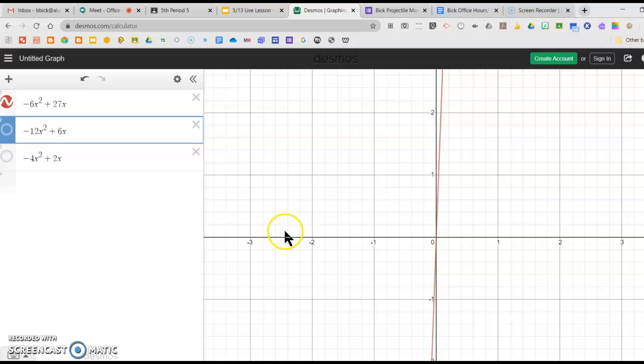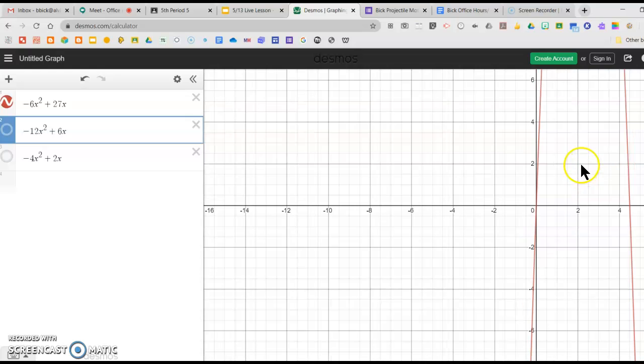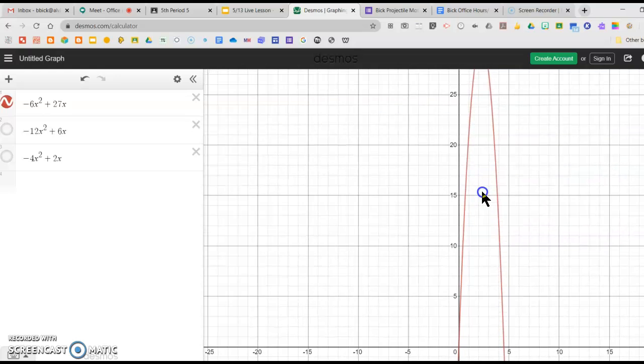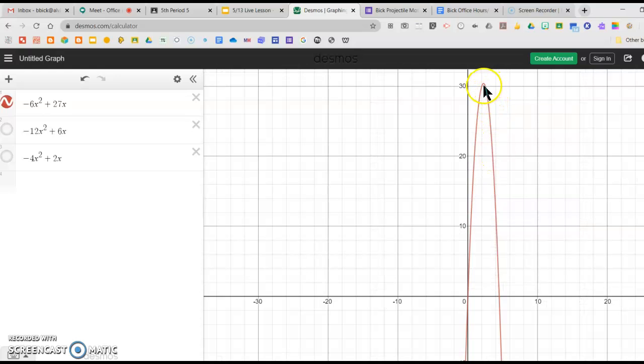I'm going to come over here because I already have that graph ready. Notice how I can't see my vertex, so I'm going to zoom out. You can even click and drag on the computer screen to get everything into one picture. I'm going to click on my vertex and it's going to lock it, then click on my zeros. So the golf ball started on the ground, he hit it, it got up to 30.375 feet, 2.25 seconds after he hit it, and then it landed back on the ground 4.5 seconds after he hit it. And since it's the ground, that's why your y value is 0.